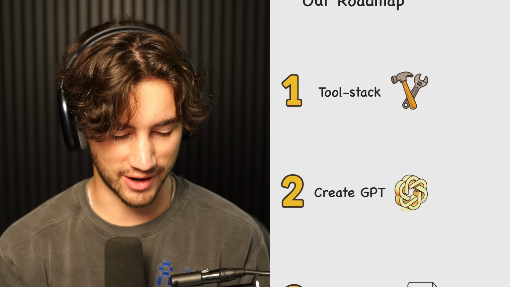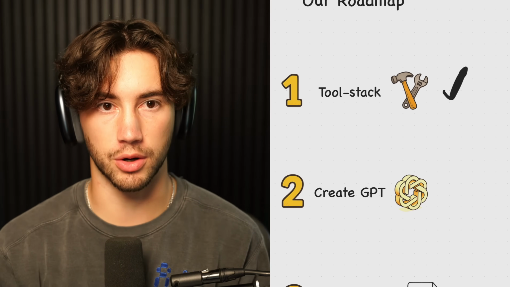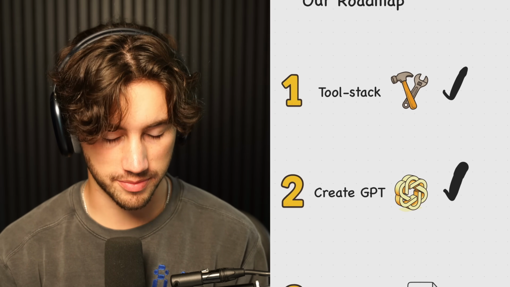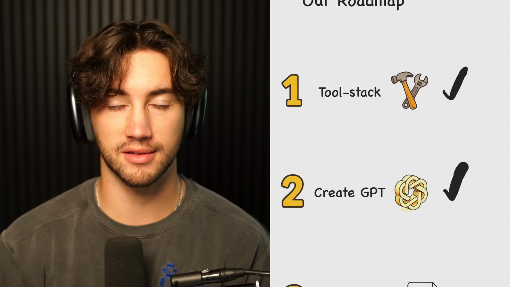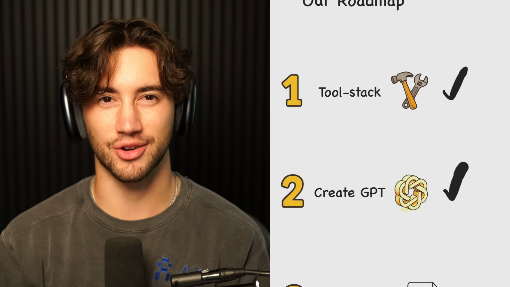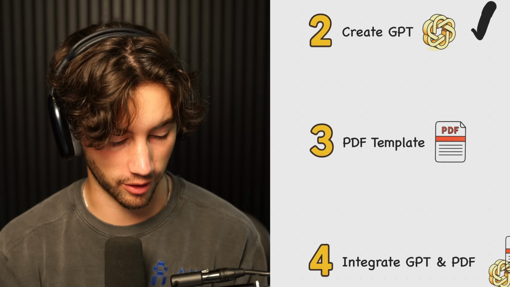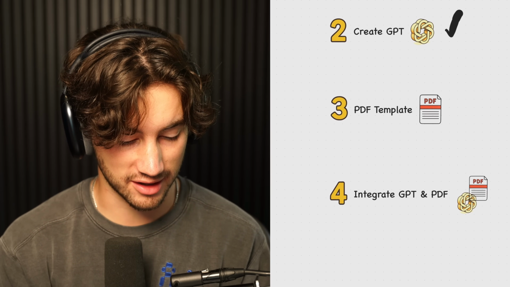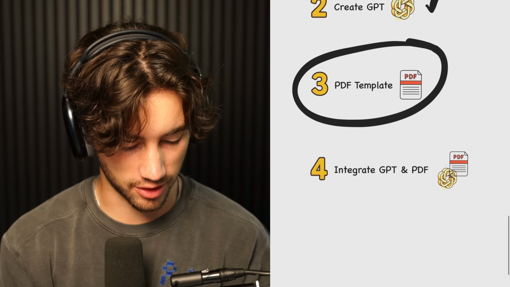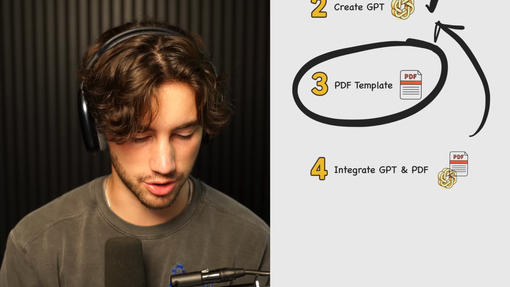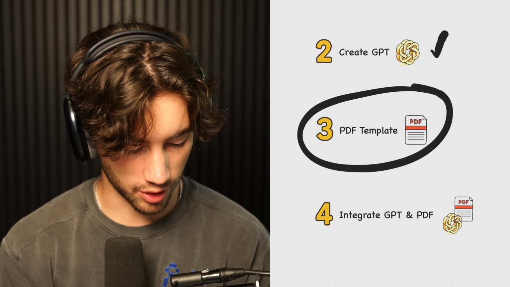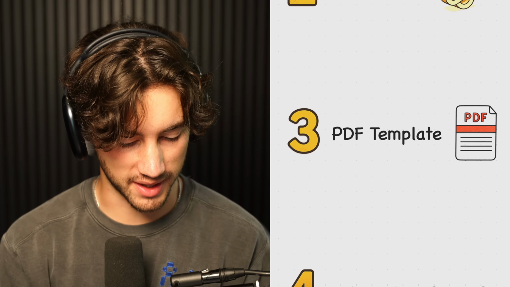So we're really coming along here. We've understood our tool stack and we know what we're using. We've created our GPT, both the instructions and the name, the profile picture, and the fun stuff. And now it's time to get into the actual sauce of this tutorial: steps 3 and 4, creating this PDF template, and then also integrating it with our GPT in the next step. So we're going to do that now. First, let's start with the PDF template.